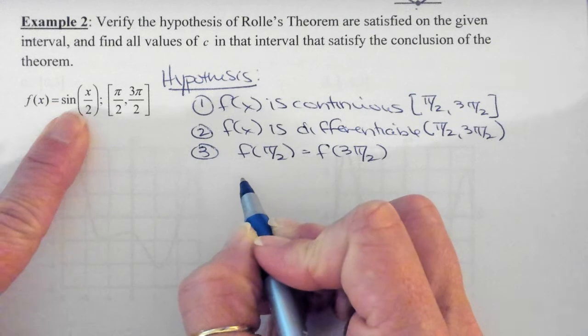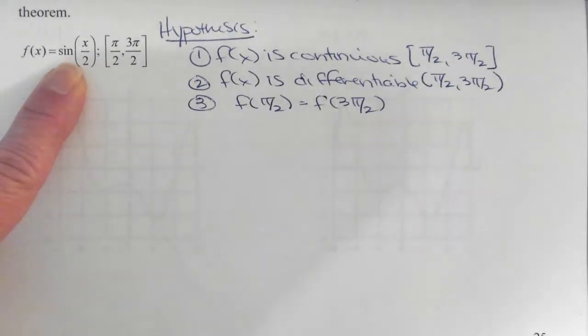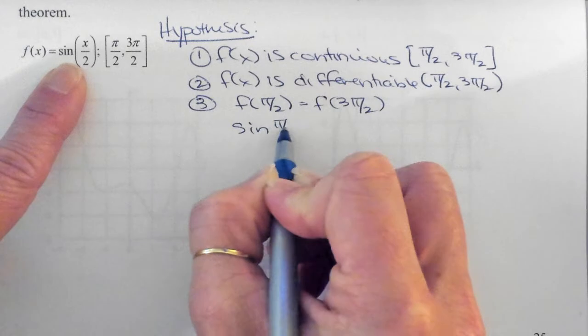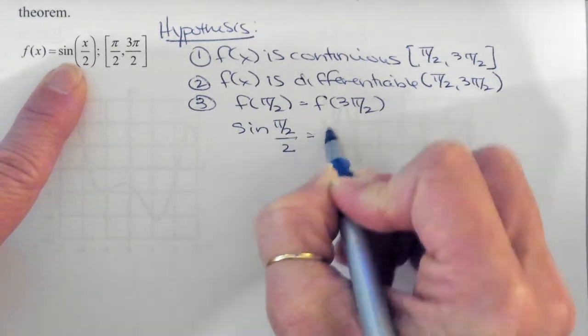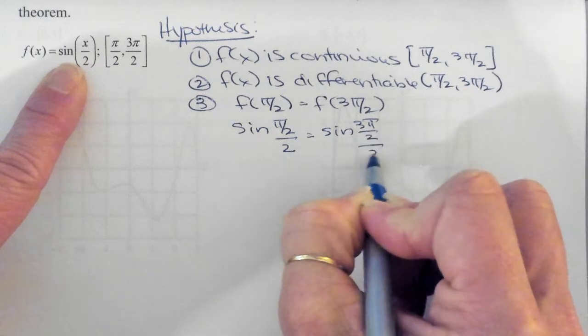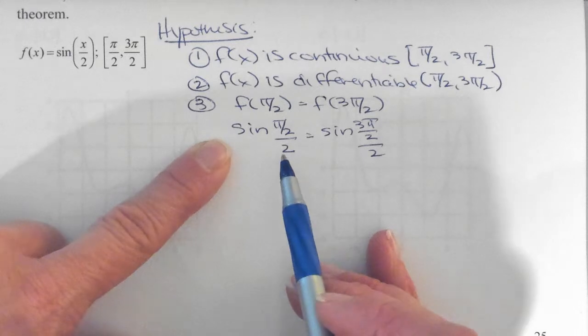The function is sine of x over 2. So I'm going to plug in pi over 2, and I'm not going to do any simplifying, I'm just plugging in. So I've got the sine of pi over 2 over 2 is equal to the sine of 3 pi over 2 over 2. What is pi over 2 over 2?